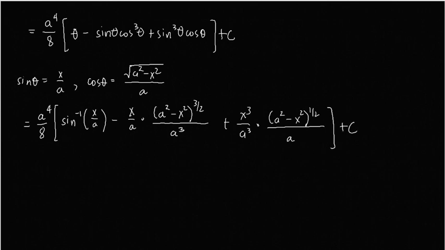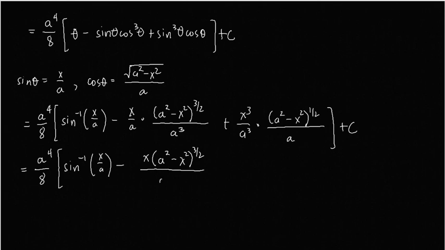Plus c. So we have a to the 4th power over 8 times arcsine of x over a, minus, we have x times the quantity a squared minus x squared raised to 3 halves all over a raised to 4, plus x cubed times a squared minus x squared raised to 1 half divided by a raised to 4.